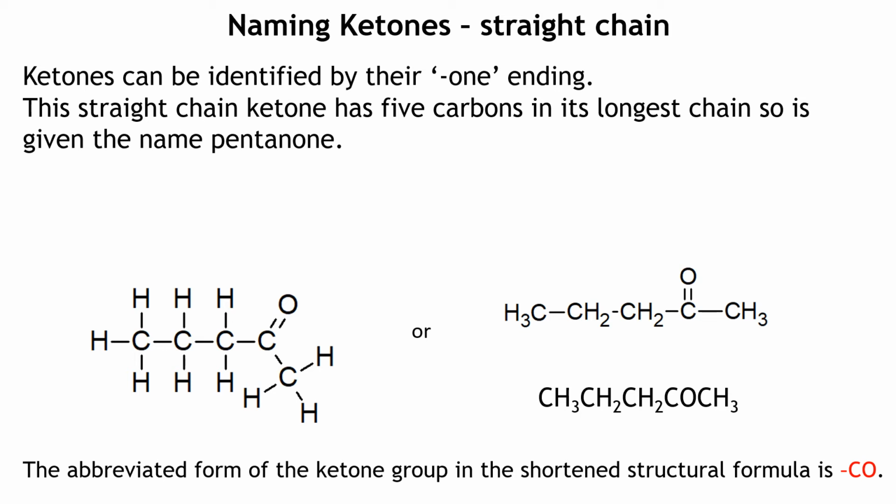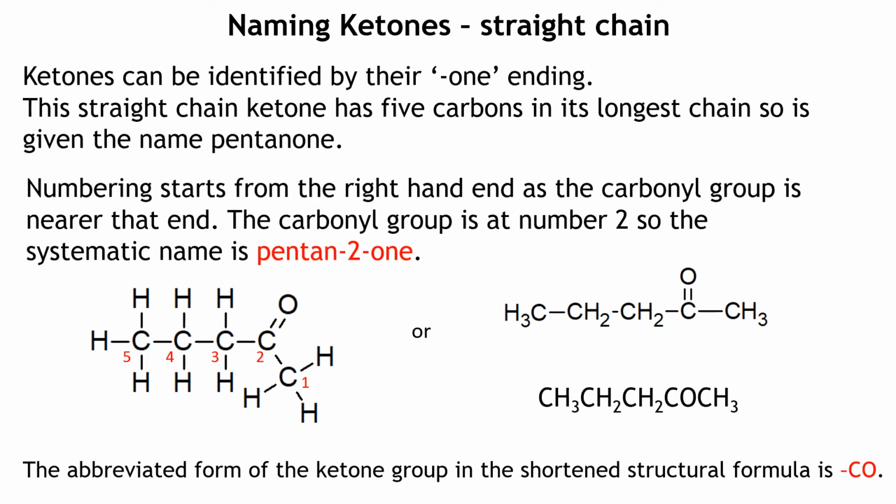More information needs to be put into that name though to tell us where the carbonyl group is. So you look to see which end the carbonyl group is nearer. You can see in this one it's nearer the right hand side. So we'd give that a number 2 rather than 4. So our name of this molecule, because the carbonyl group is in carbon number 2, is pentan-2-one.